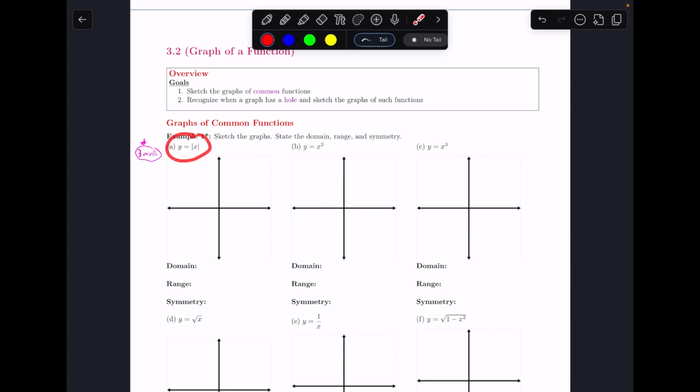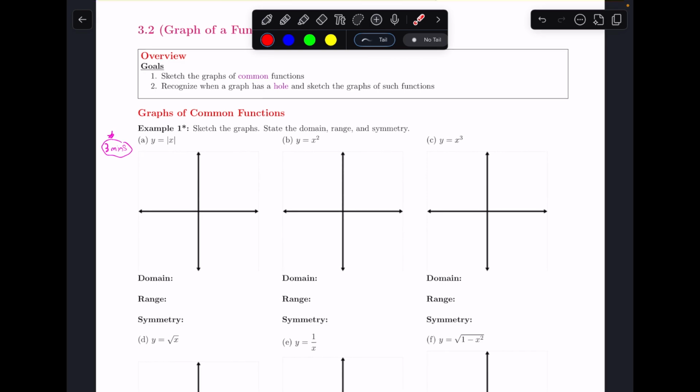Like for the first one, if I plugged in x equals -2, y would be the absolute value of -2, which is +2. And that would tell me 1 point on the graph. But at this point, let's pause it for 3 minutes and try as many of these as you can. Pause in 3, 2, 1. Pause it and try it.